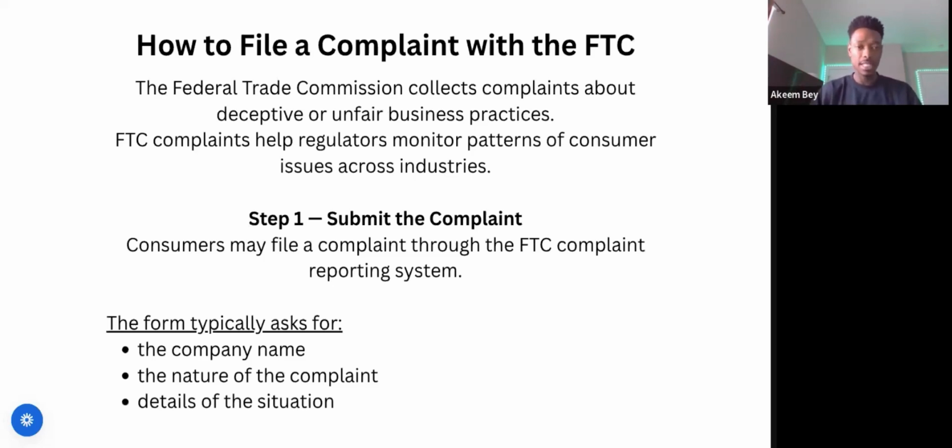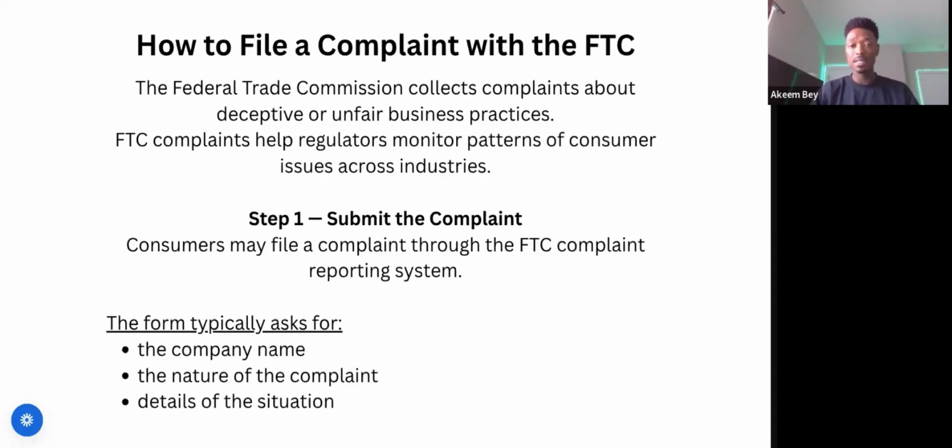Now, how to file a complaint with the FTC. The Federal Trade Commission, they collect complaints about deceptive and unfair business practices. And this is why we want to leverage them, because if you get to the point where you're this deep into the rounds of disputing, now it's just unfair and deceptive on the part of the credit bureaus and your original furnisher or lender. So FTC complaints help those regulators monitor patterns of consumer issues across different industries.